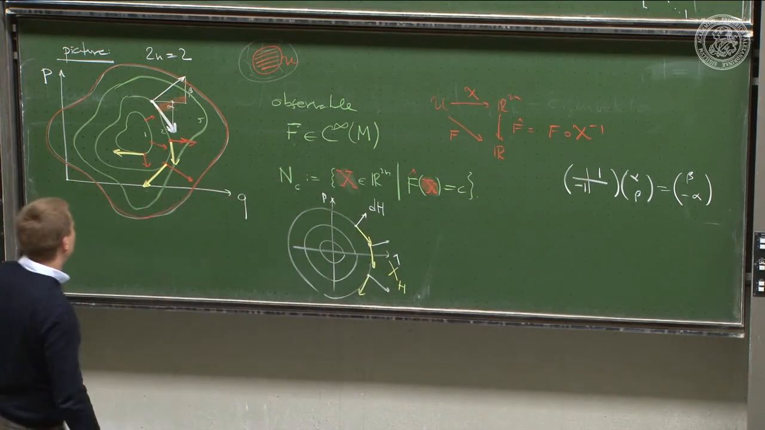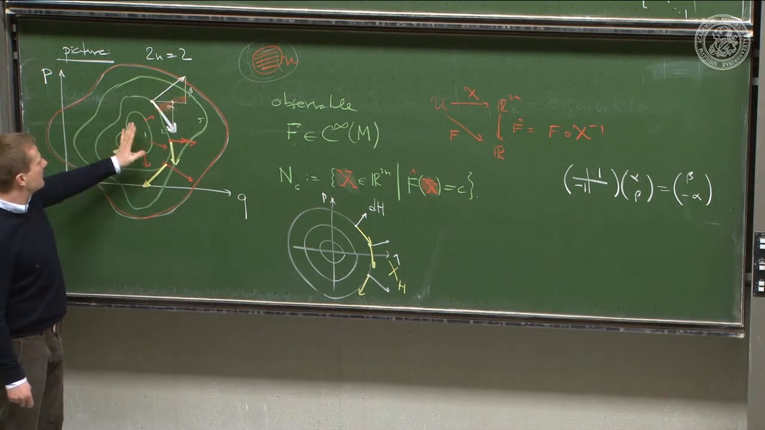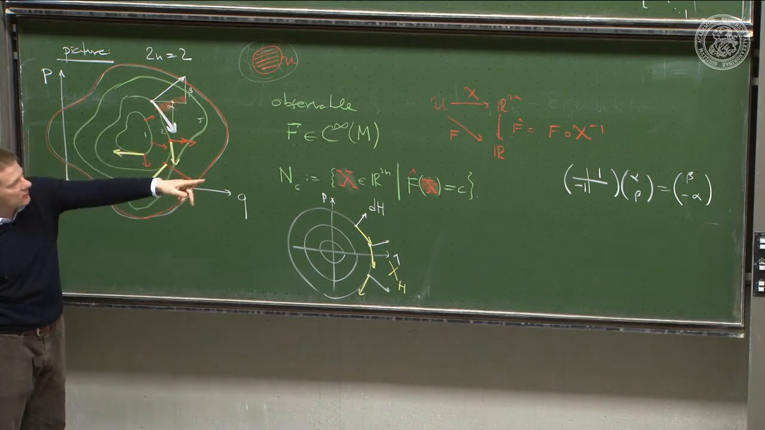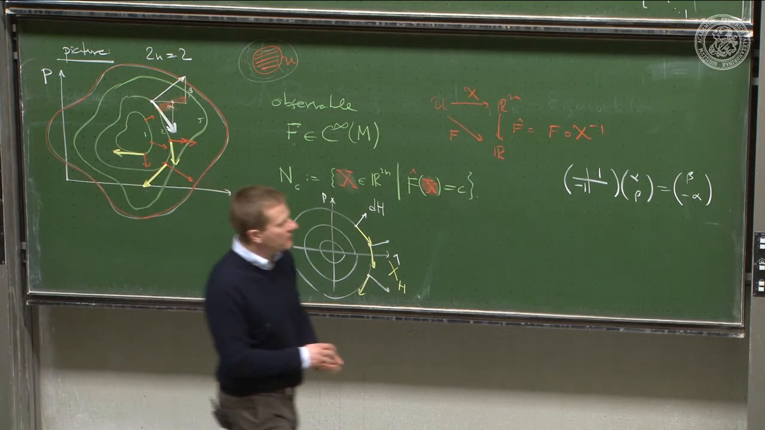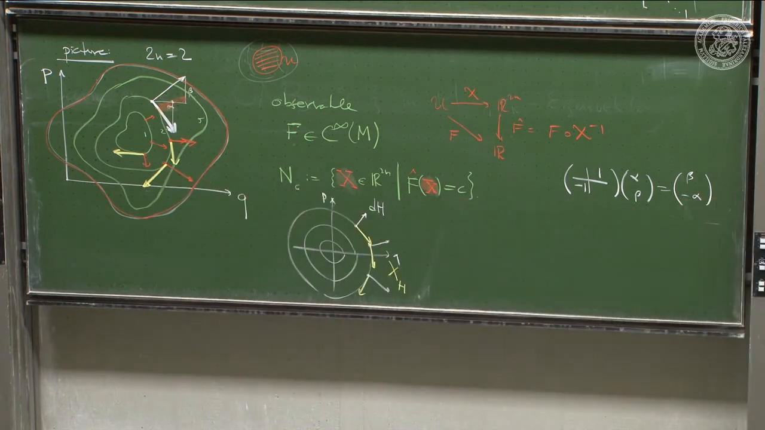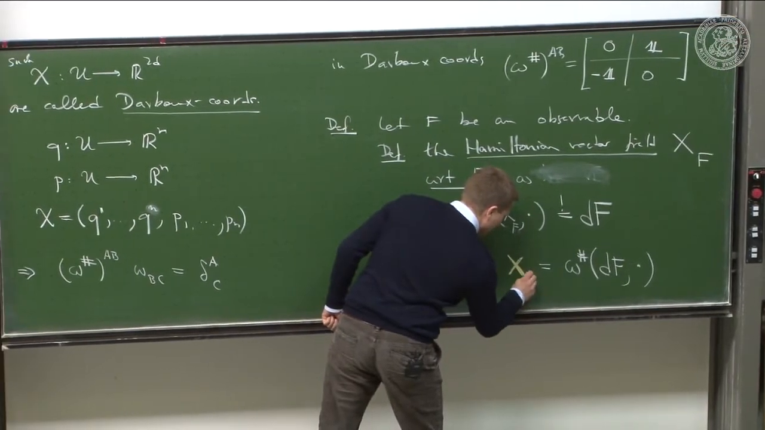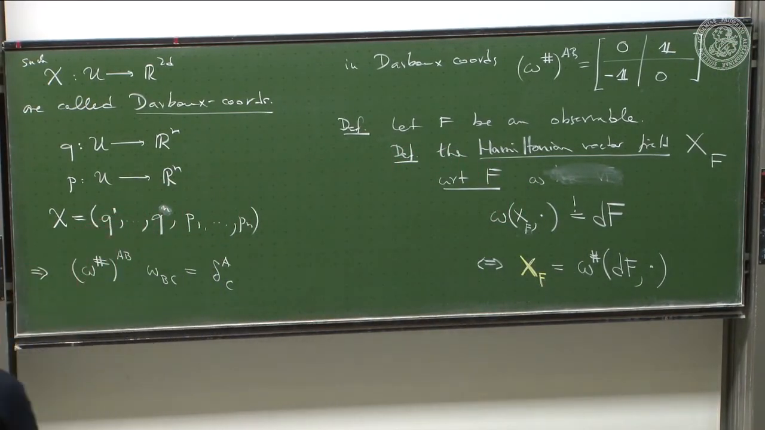Anyway, if you have an observable, you draw the level lines, you calculate the gradient, and you flip it like this with the omega sharp, and the yellow thing is the Hamiltonian vector field with respect to that observable. So you see, it may look funny or abstract in the definition, but it's something extremely intuitive. Right, so that's the Hamiltonian vector field.